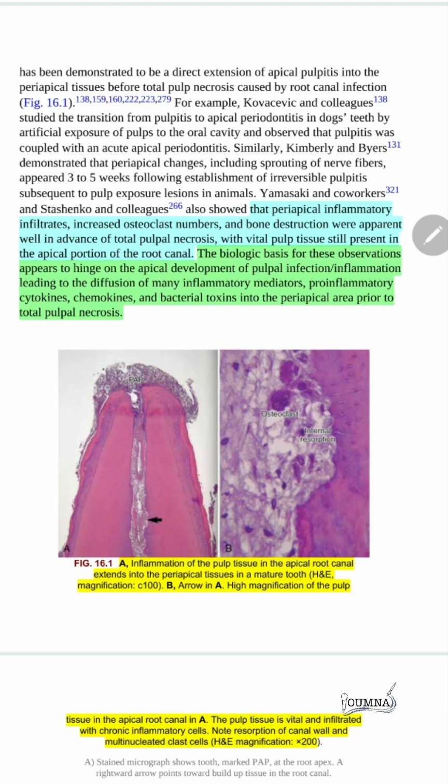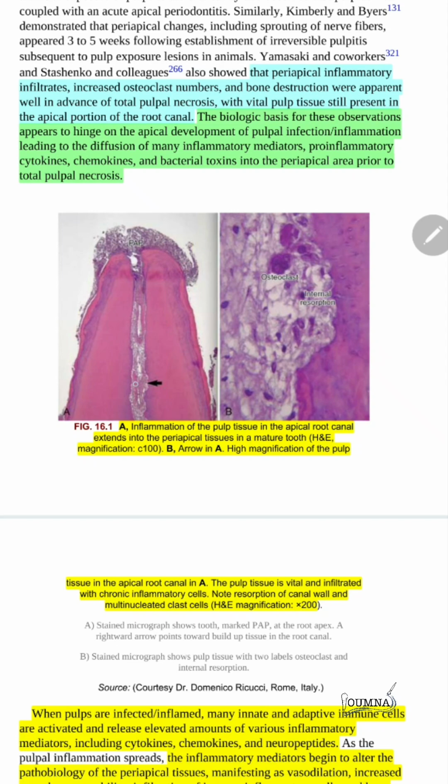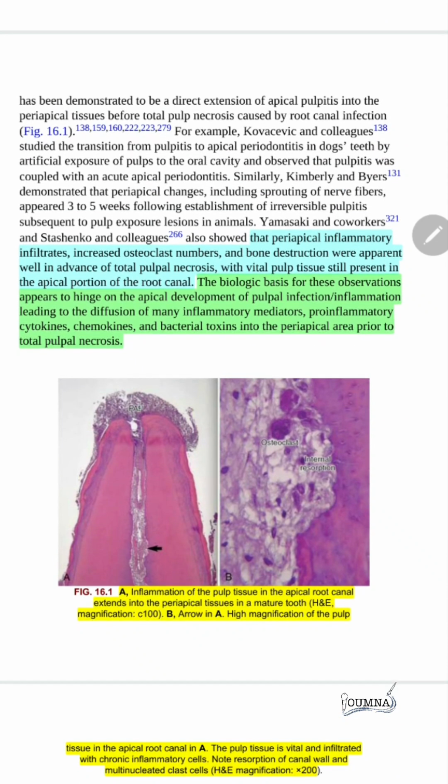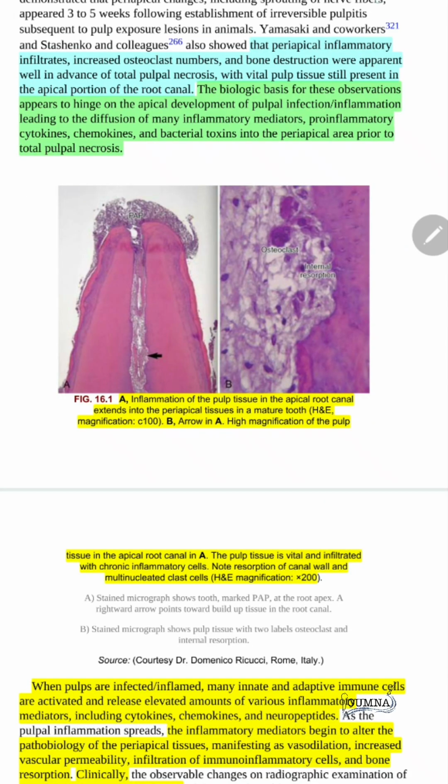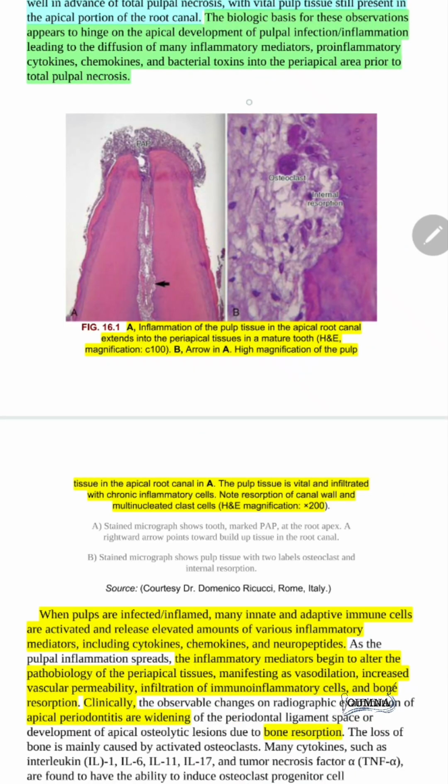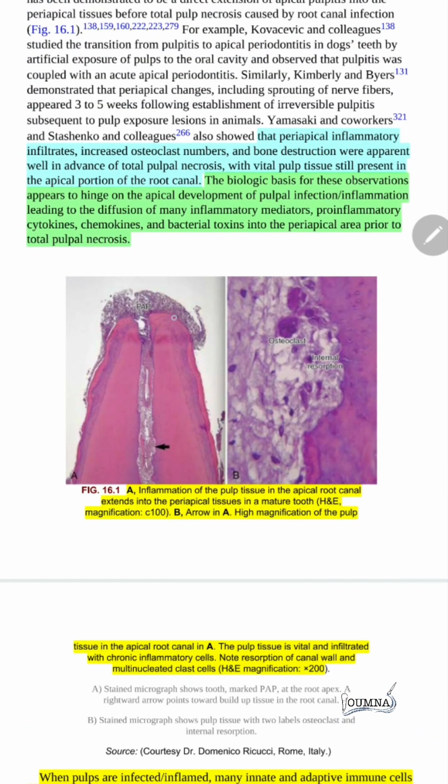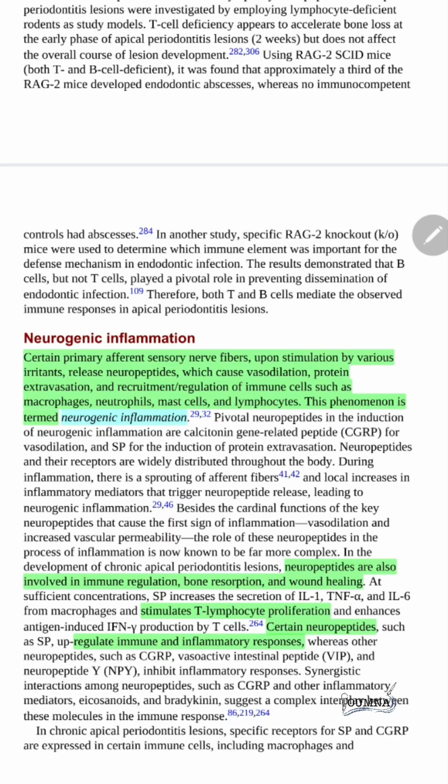Here the author is saying that periradicular inflammation can happen even though the pulp inside is not fully necrotic. We can see here in the black arrow that the pulp is vital, even though the toxins have reached the periradicular area and caused inflammation. Also, some bone resorption is present in the area of the infection.